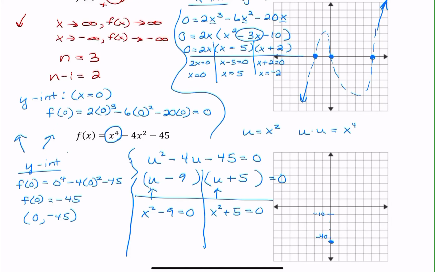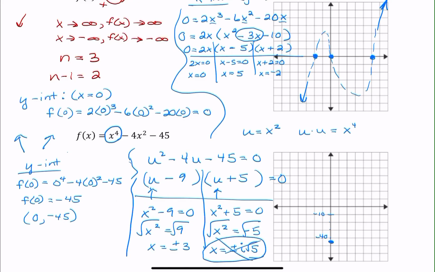So I've got x squared equals 9, square root both sides, x equals ±3. Here I've got x squared equals -5. So when I square root both sides, I get x equals ± the square root of -5. That's not a real number, so that's not going to show up on my graph. So I'm just going to have x-intercepts at 3 and -3.